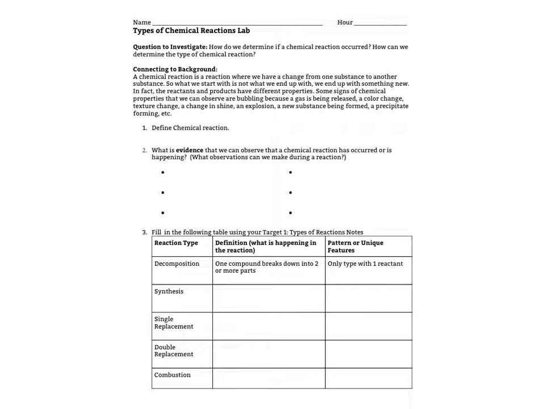So our question that we're going to investigate, there's kind of two of them. It says, how can you determine if a chemical reaction occurred? So we need to decide if a chemical reaction occurred. And then we also want to investigate how can we determine the type of chemical reaction. So if we want to know if a reaction occurred and what type of reaction it is, we have to have a good understanding of what is a chemical reaction and what are the different types.